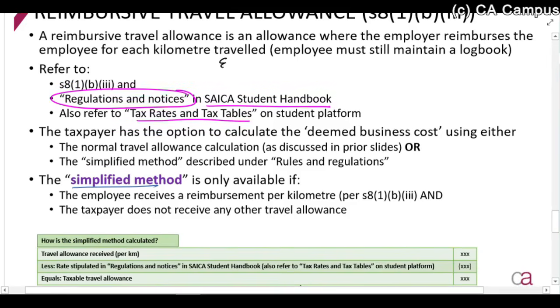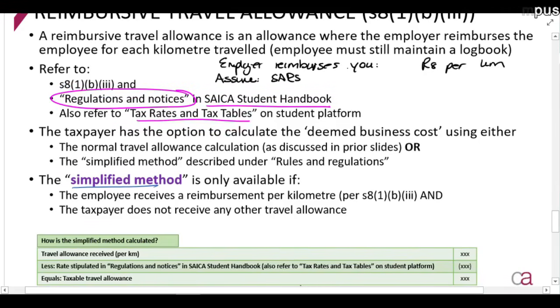So let's say your employer reimburses you 8 rands per kilometer. Assume the SARS rate that you get, the SARS reimbursive rate, is 5 rands per kilometer. So again, guys, this changes every year.